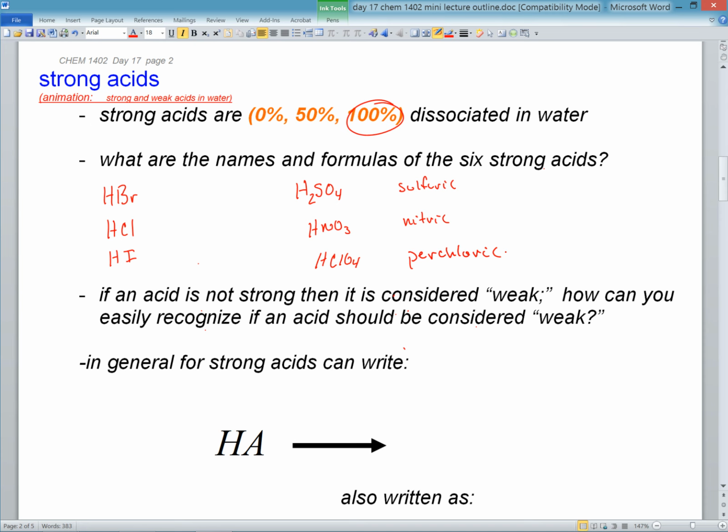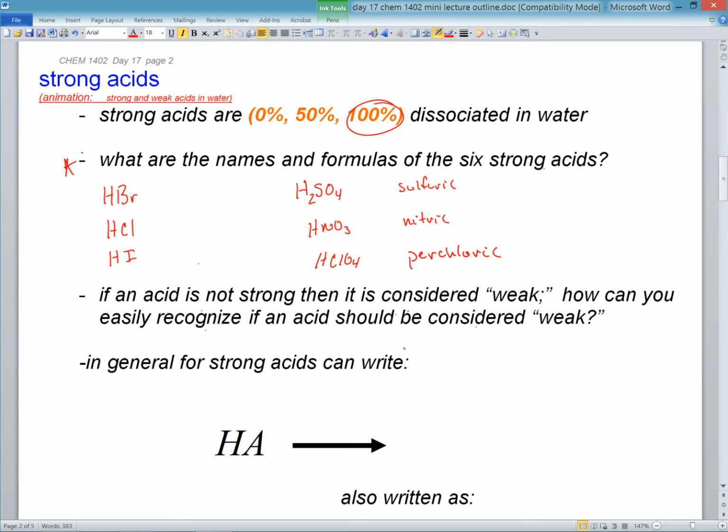Yeah, exactly. If it's one of these 6, it's strong. If it's not in the list, like someone mentioned phosphoric, not on the list, so that must be weak. So that's why you have to know the names and formulas of these 6. Then you know the rest of the acids on the planet. Okay? Know the names and formulas of all those 6.